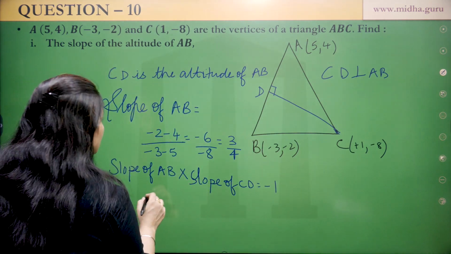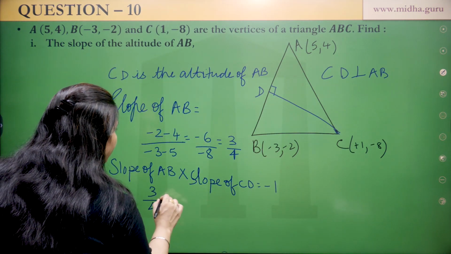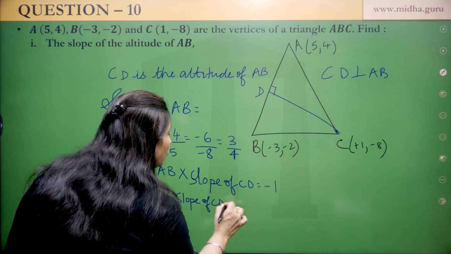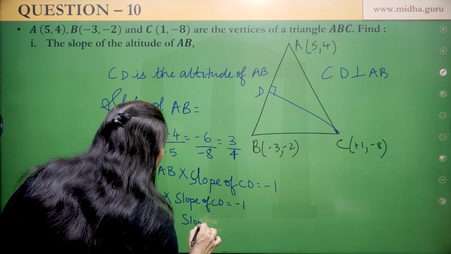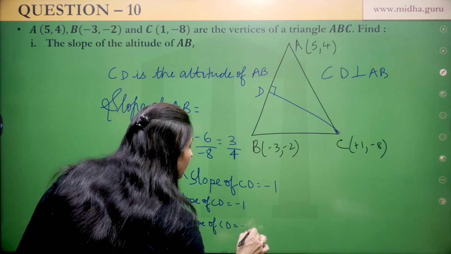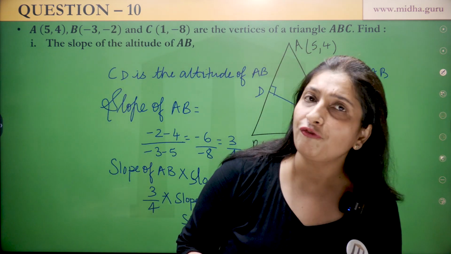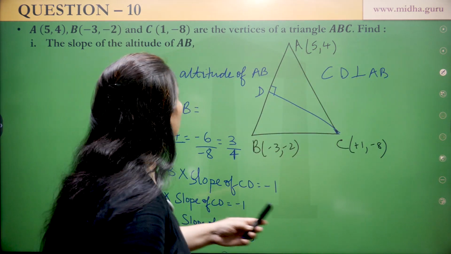Minus 1. We know the slope of AB, which is 3 by 4. So 3 by 4 times the slope of CD will be equal to minus 1. So what is the slope of CD? It will be minus 4 by 3. Minus 4 by 3 will be the slope of the altitude of AB.